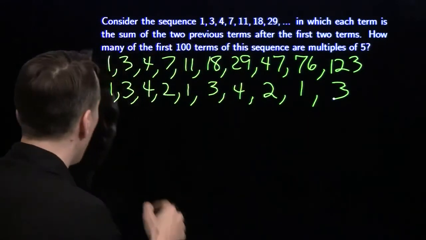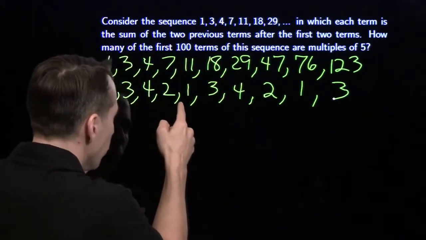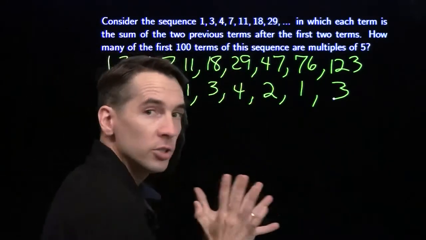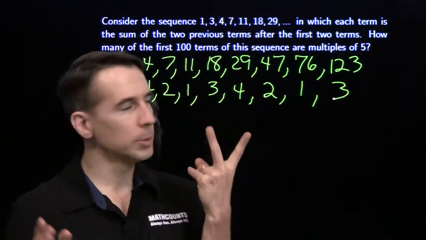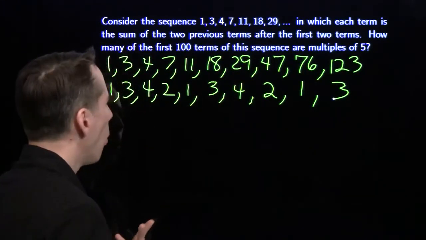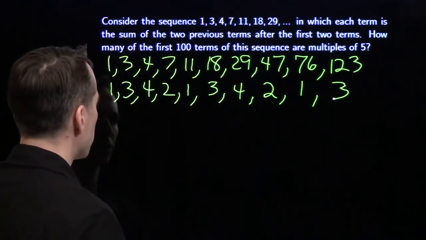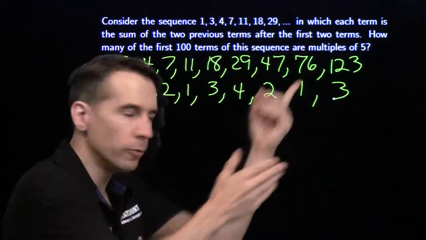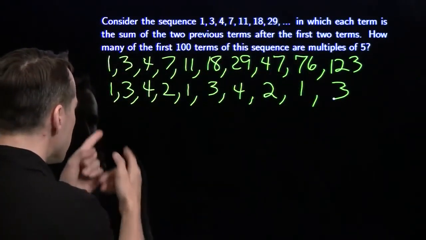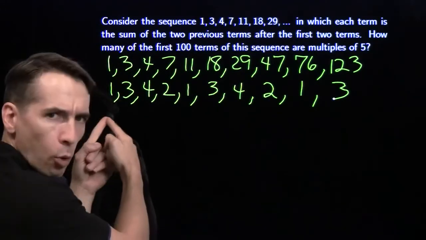I see a pattern now. 1, 3, 4, 2. 1, 3, 4, 2. So we've taken care of step 1. We found a pattern. But now we need to take care of step 2. Let's figure out why this pattern works, so then we know for sure it'll continue, and then we know the answer is 0, and then we can move on.